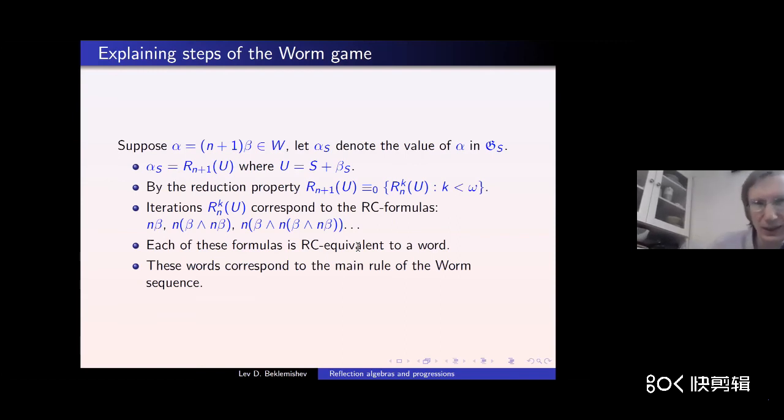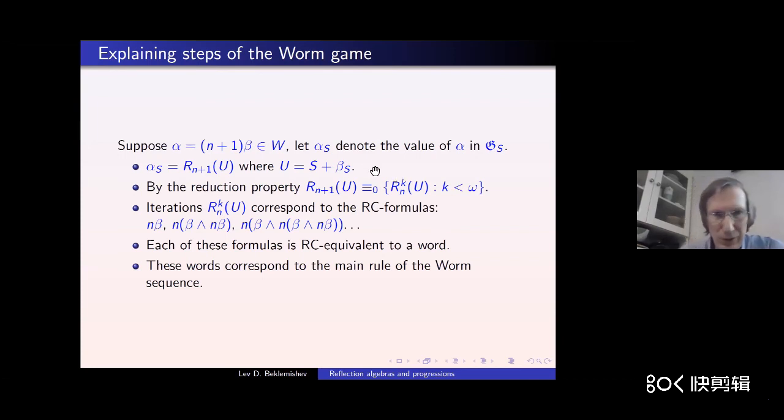And then we look at it and see what it is equivalent to. Let alpha_S denote the value of alpha in our lattice of theories in GS, for example in GEA. Then what we see is this. Alpha is a word beginning with n+1. So alpha_S is the result of applying Rn+1 to the series U, where U is S together with the interpretation of the remaining part of the word, beta_S.